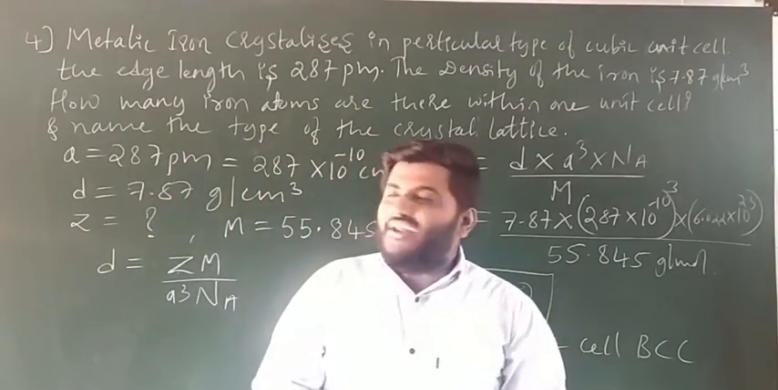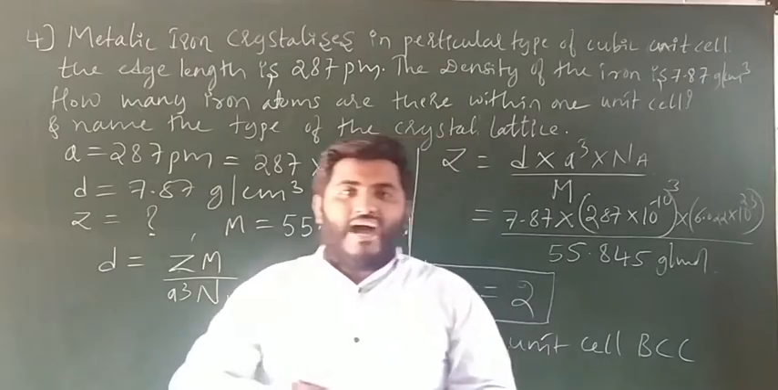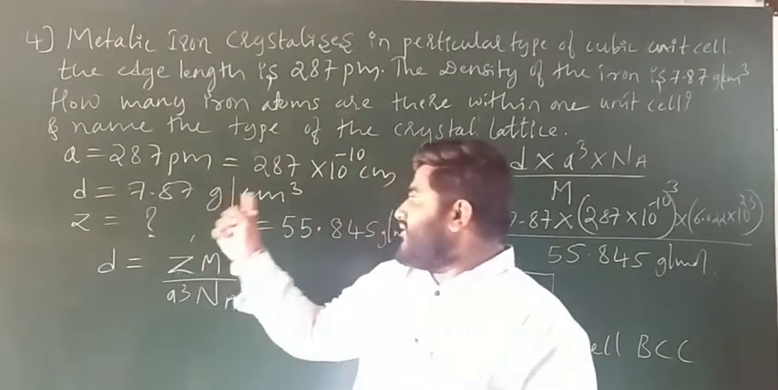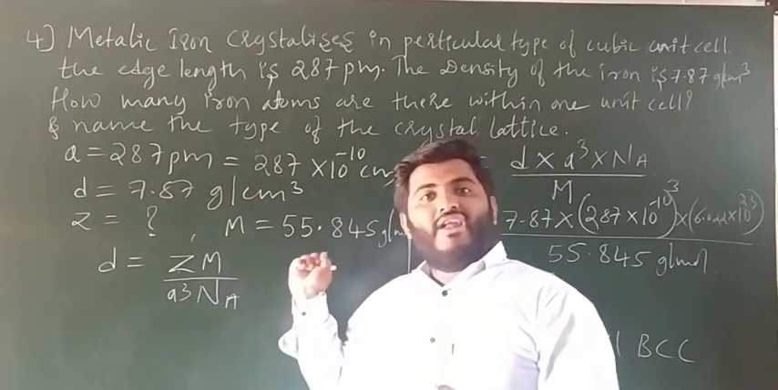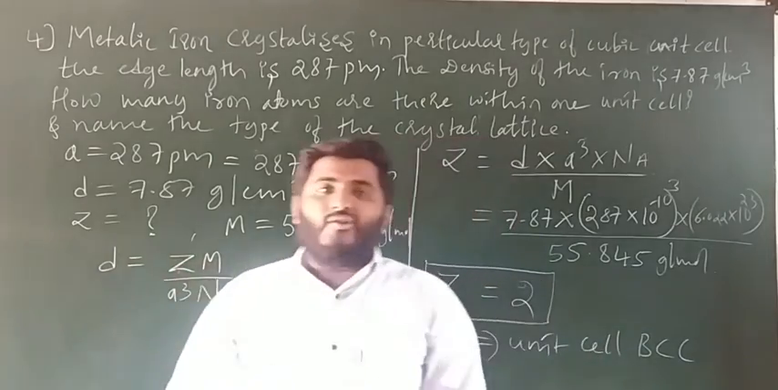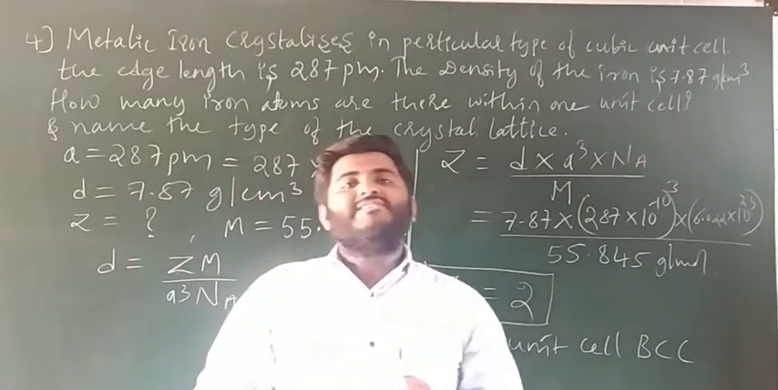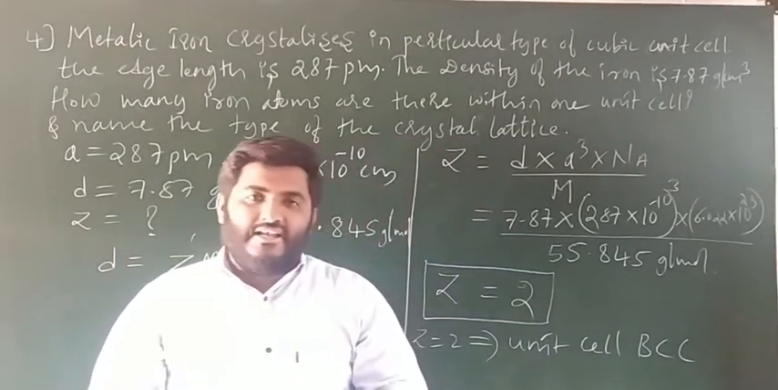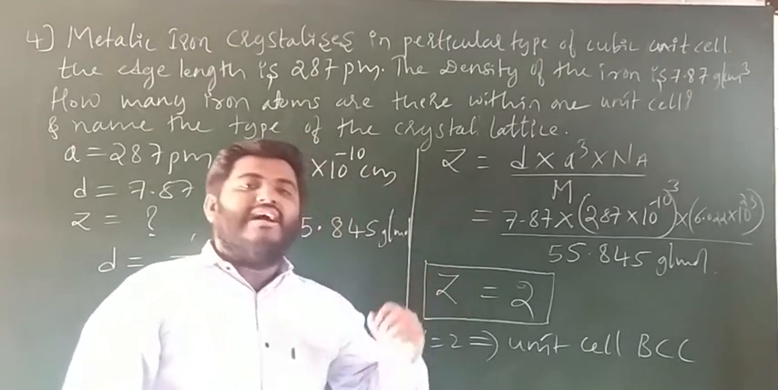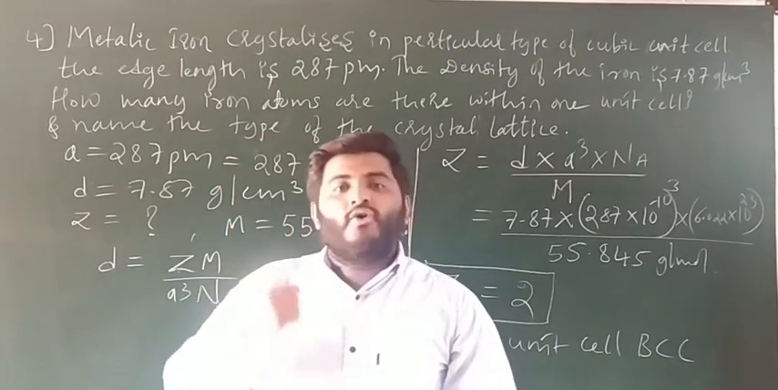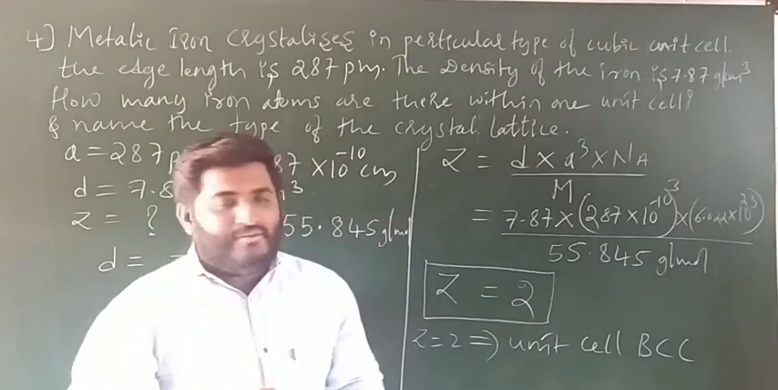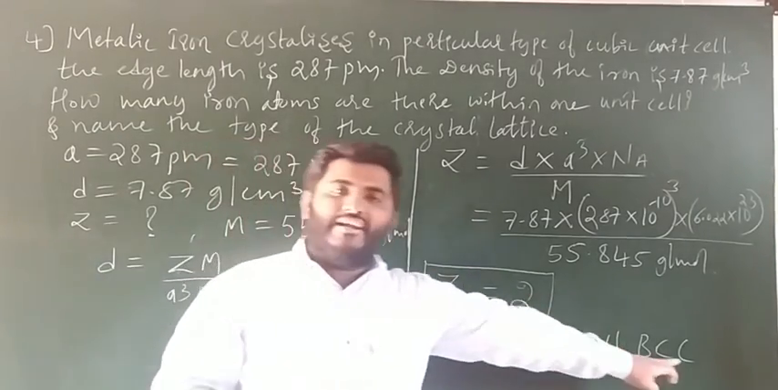I hope you got the point here. In the question they have given the edge length, density and molar mass. You have to remember that you have to calculate the Z value. Z value means the number of atoms per unit cell. Using the Z value, you are going to predict which type of unit cell this is. So Z value is 2, therefore you are getting BCC.